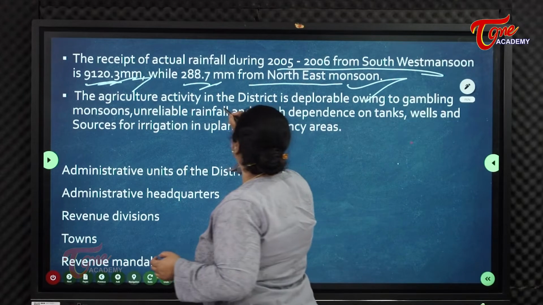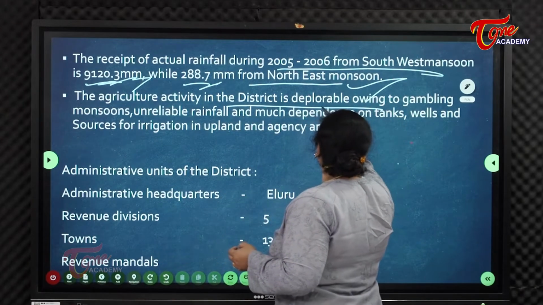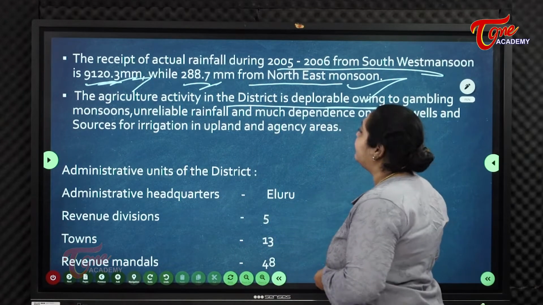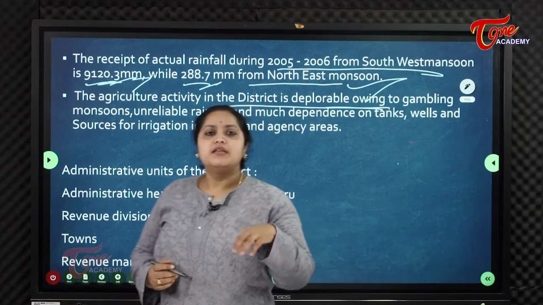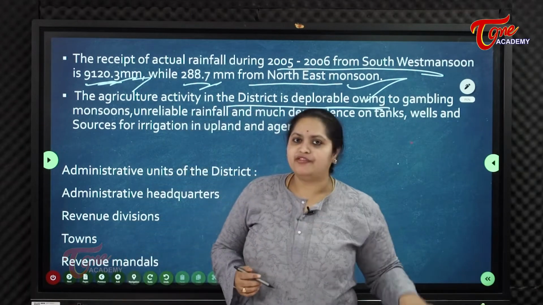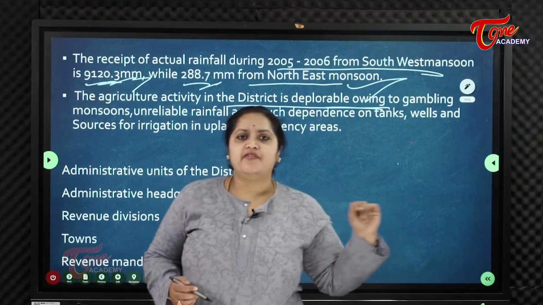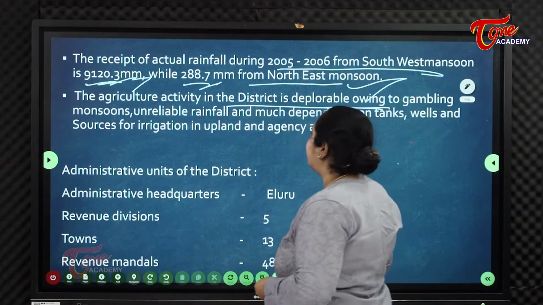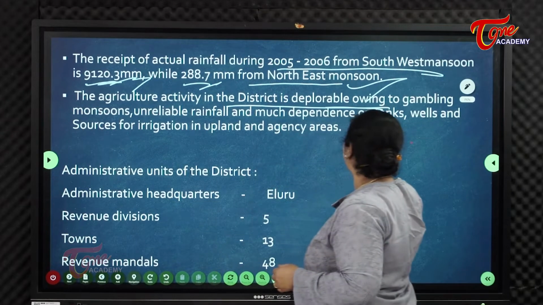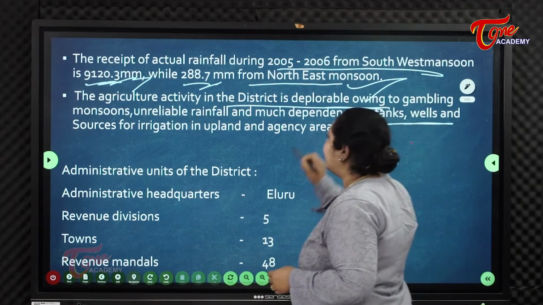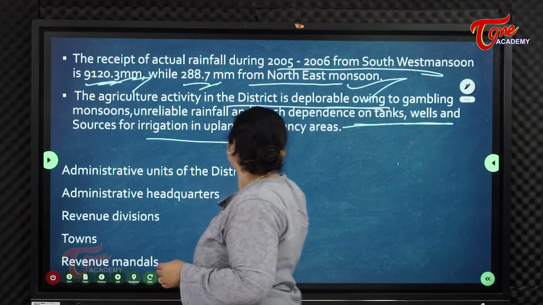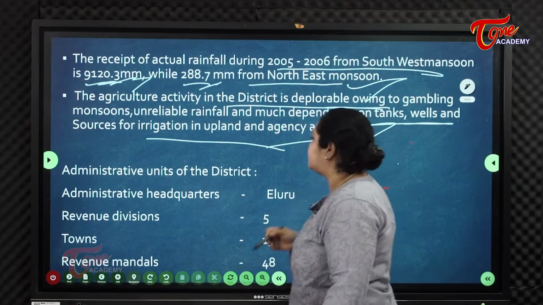The agriculture activity in the district is deplorable owing to the gambling of monsoons. So Indian agriculture is a gambling of monsoons. Obviously, it even applies to the district of West Godavari. So, unreliable rainfall and much dependence on tanks, wells and sources for irrigation in upland and agency areas.